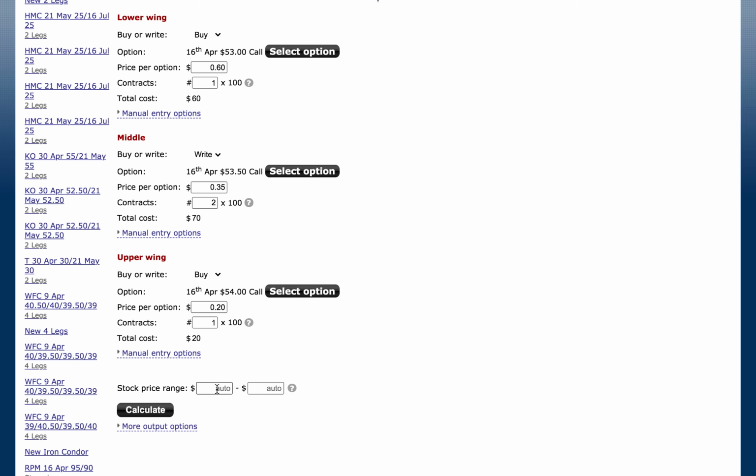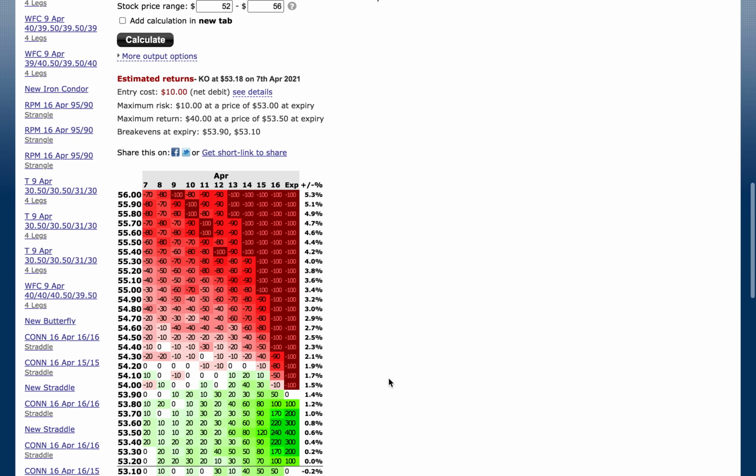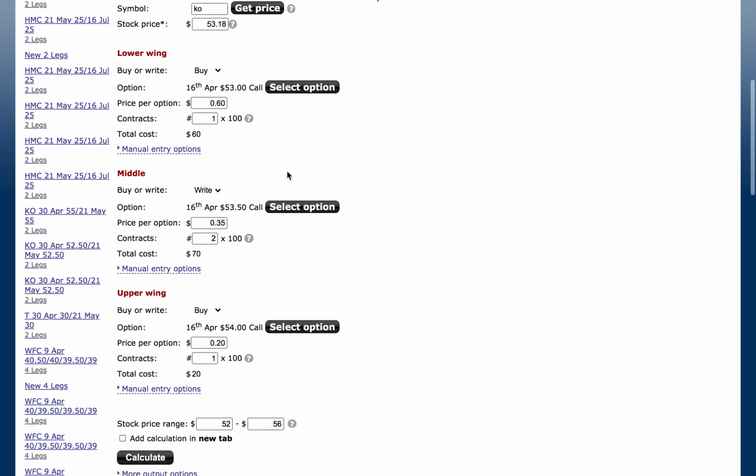So let's do the range here. We'll do 52 to 56, and then let's calculate this here. So this is what it's going to look like. And as you can see, it's kind of changed a little bit. I mean, these options are changing as time goes on.